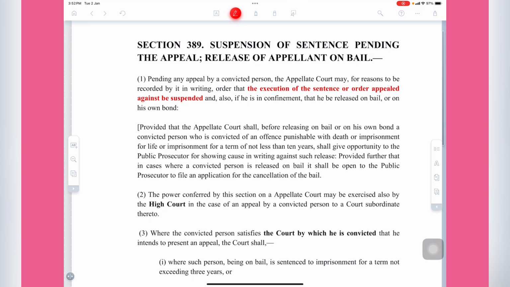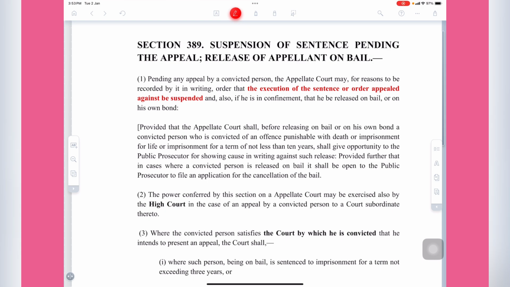Section 389 of the Code of Criminal Procedure provides for suspension of sentence during pendency of the appeal, and it further provides for release of the appellant. Appellant here means the person who is held guilty and convicted by the trial court, and who after his conviction has filed an appeal.